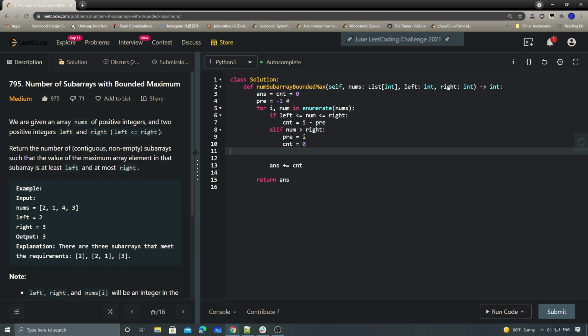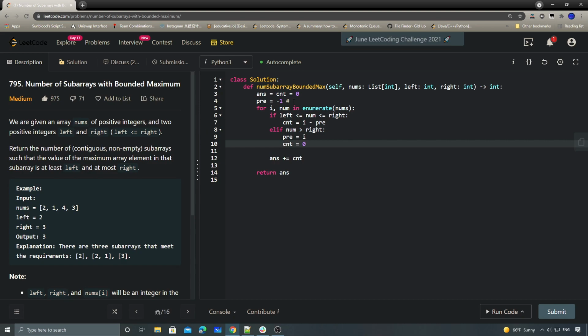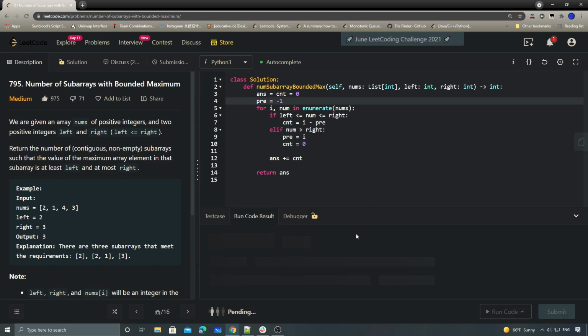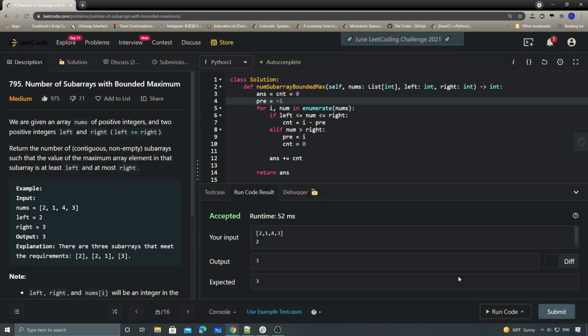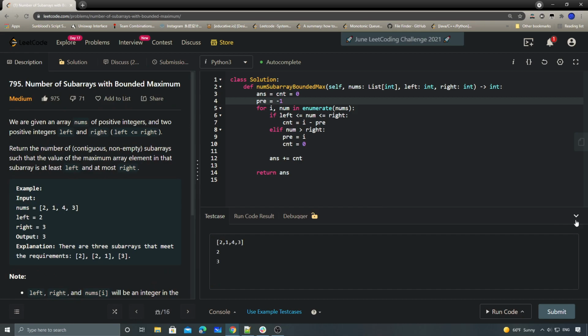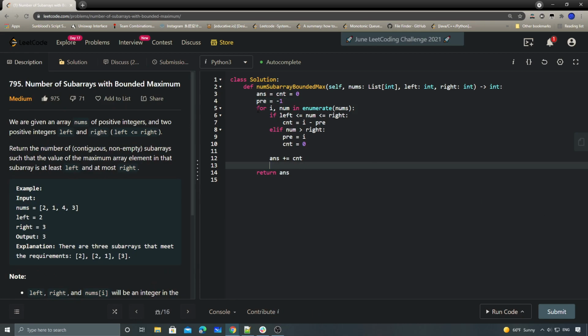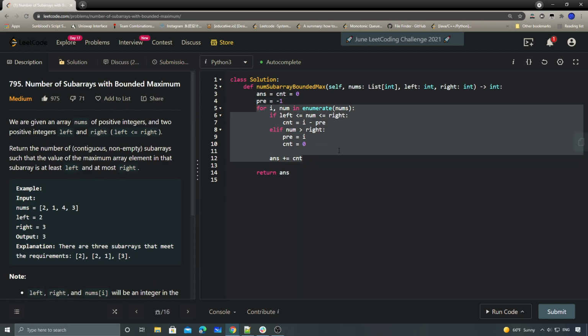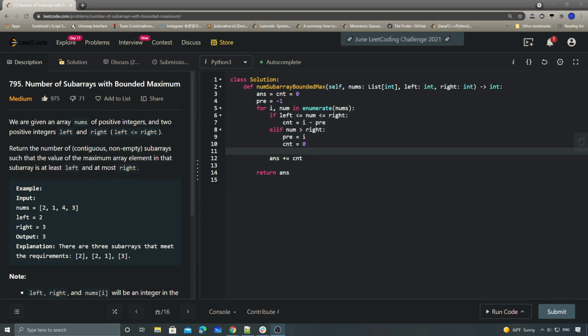Cool. I think that's it. That's as simple as it is. If I run the code here, okay, accepted. Let's submit it. Cool. Pretty straightforward: O of n time complexity and O of 1 space complexity.